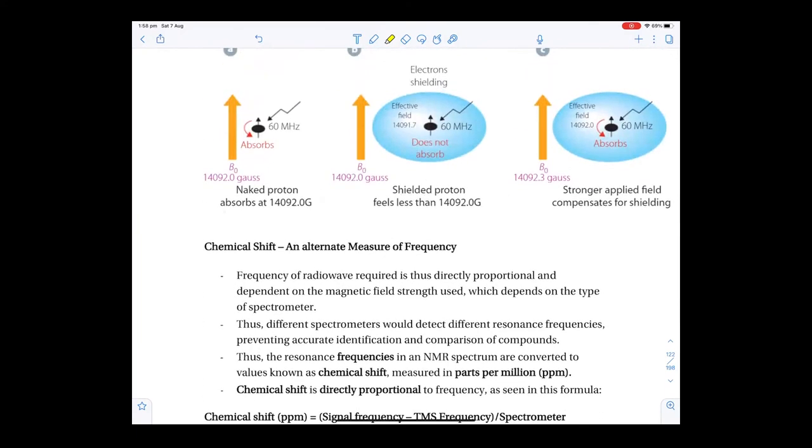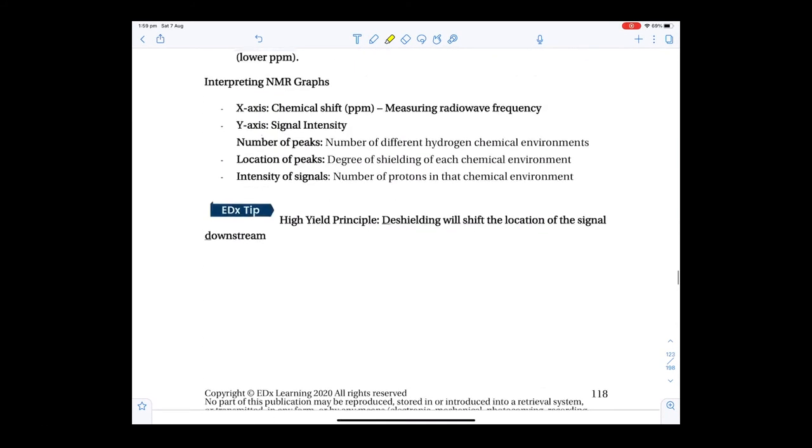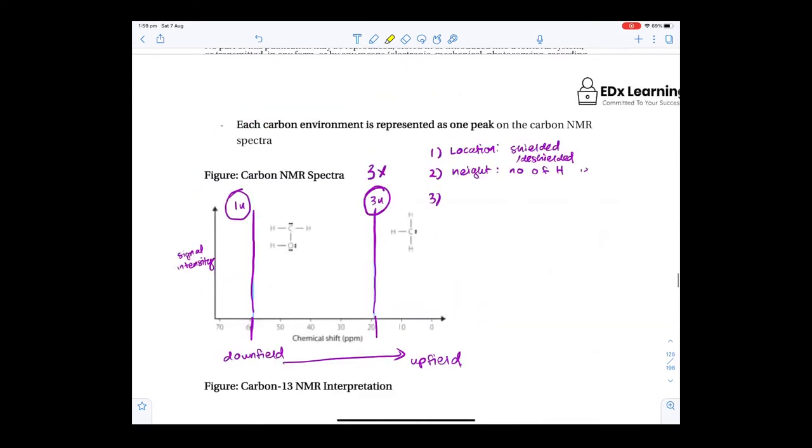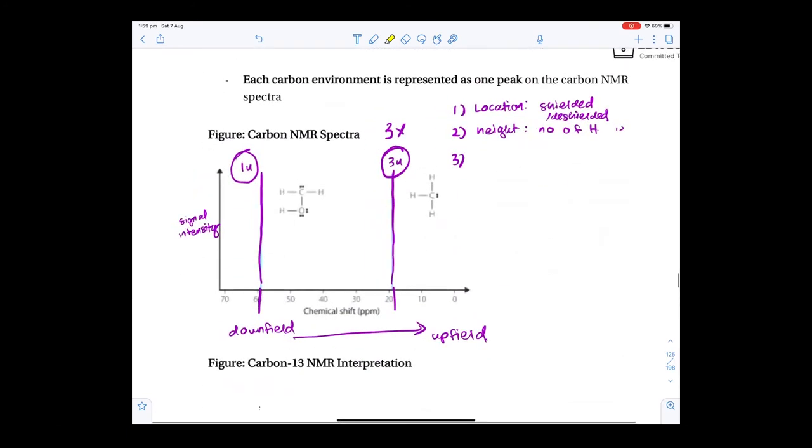Would we ever have to draw an NMR spectrograph? Yeah, definitely. You could be given a compound and asked to predict what the NMR spectra would approximately appear to be. So on the y-axis, would we have to put signal intensity? That's it.